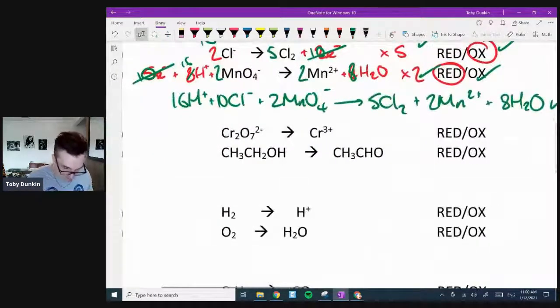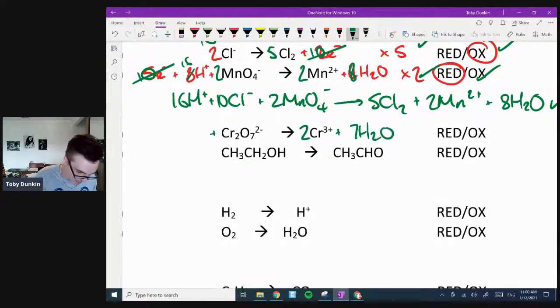Next one. Metal, chromium, plus water, 7 H2O, plus 14 H+. And how many electrons? So on this side, we have plus 6. On this side, we have plus 14 and minus 2, minus 2. That's plus 12 in total. Get it down to the same. 6 electrons and I'm done.